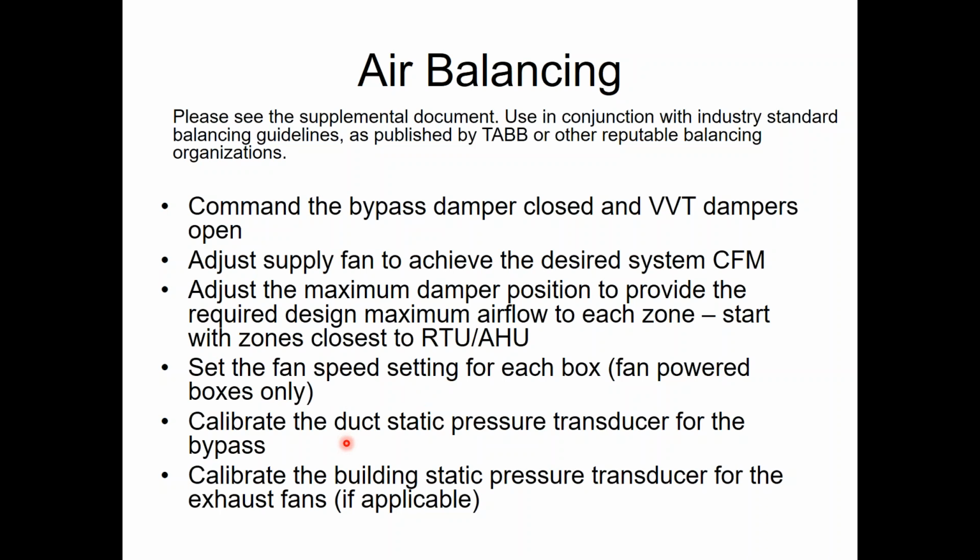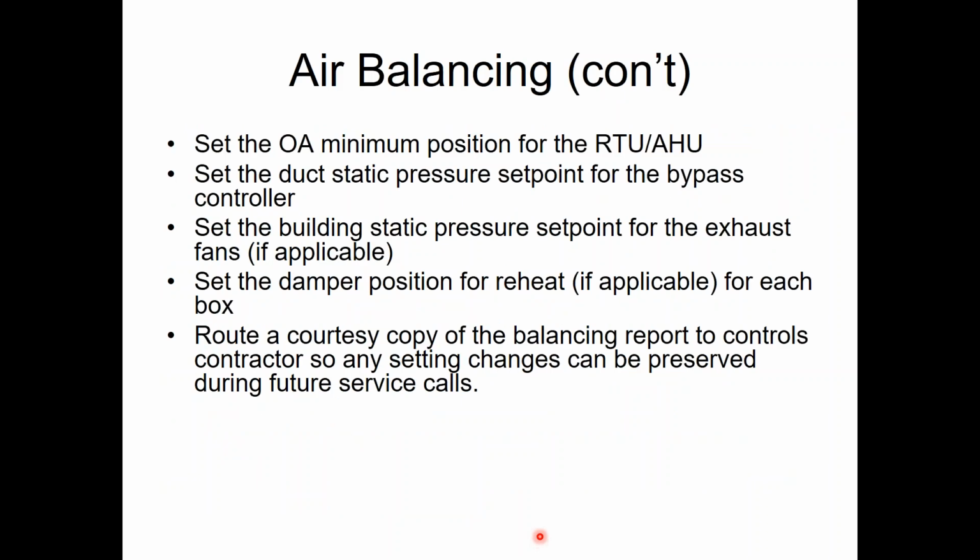Then we'd set the duct static pressure set point for the bypass. Like I said, I'm trying to get air to the farthest zone. If I can get enough air there, but I'm giving you too much static, I'll back my set point off until I'm not giving you too much static. If you have building static pressure control, which you seldom have on VVT, we could set that up as well, like we would on a VAV system. You set up the minimum position on the outside air damper the same way you would on a constant volume unit. No difference there.